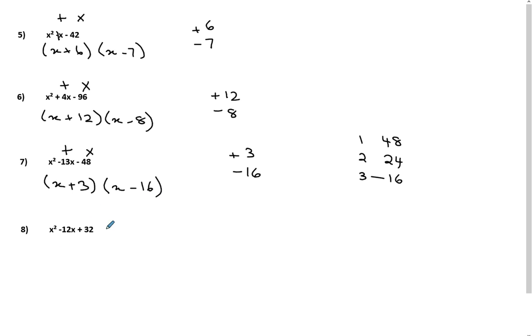Okay, and this one, two numbers that add to give minus 12, multiply to give positive 32. So both numbers are negative. Factors of 32 that add to give 12, minus 8, minus 4. So your answer will be x minus 8, x minus 4.